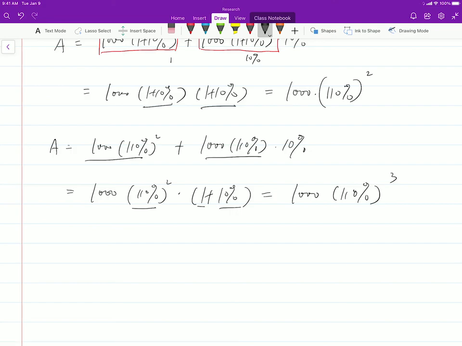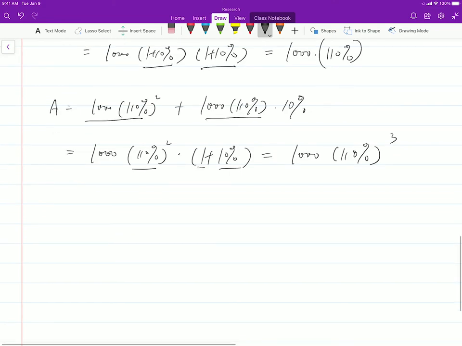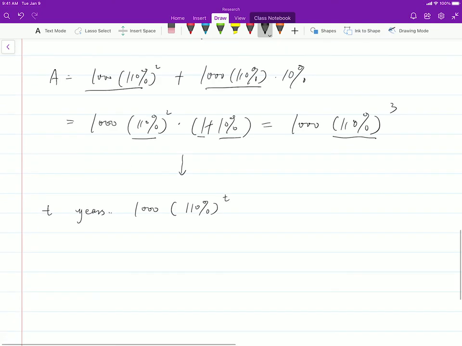Now you can make a guess, or you can actually see this procedure works just this way. So keep going. For t years, for each year, you multiply this rate, which is 1, 100%, plus another 10% interest. For t years, you just do it t times. So finally, your A is going to be 1,000 times this percent, t times. For 1 year, you do it once. For 2 years, you do a square. For 3 years, a cube. You just keep going. Now, what about 100 years? You just plug in t equals 100.